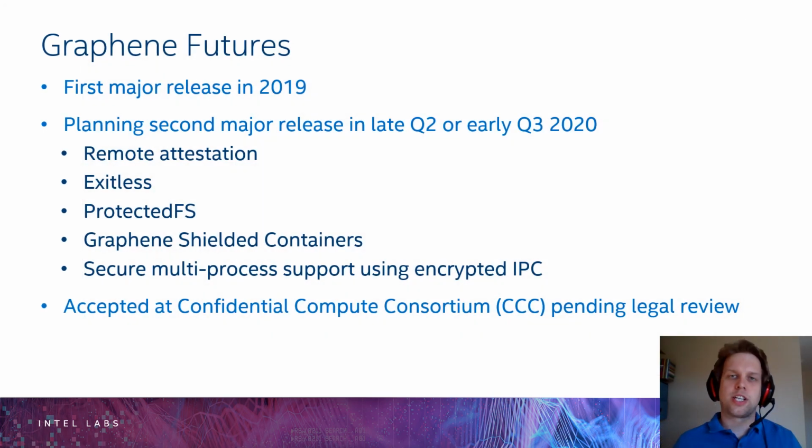I'd like to highlight the current and future directions of Graphene. Graphene had its first major release last year, and we are currently in the process of finishing our next release. This release includes remote attestation, exit lists, system calls, protected FS, Graphene shielded containers, and secure multiprocess support using encrypted IPC. In addition, Graphene has been accepted to the Confidential Computing Consortium, which is part of the Linux Foundation.